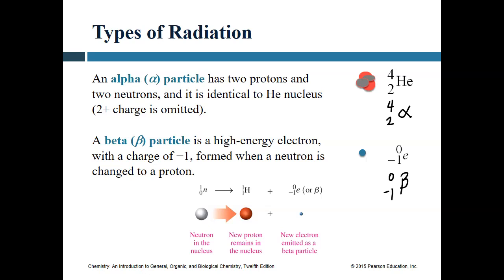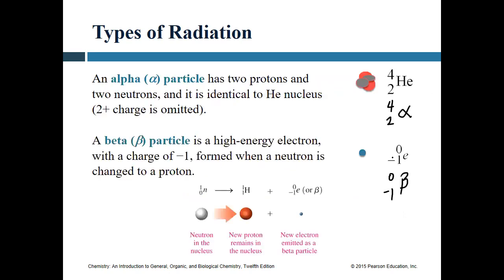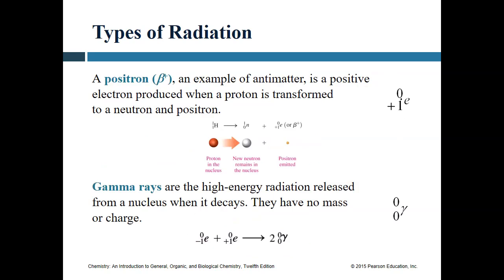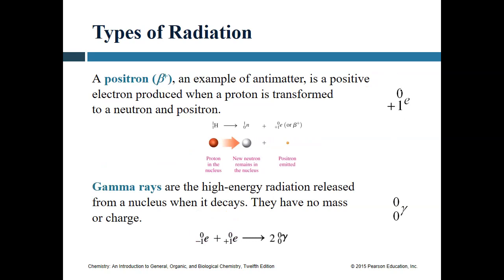And then if we take this further, we can see that positrons look very similar to beta particles. You see really the only difference between them is in their charge. They have 0 mass, but a +1 charge instead of a -1 charge. You will often see them with the beta notation as well. Sometimes you will see beta positive like this to indicate a positron, and beta negative to indicate a negatron, or what we traditionally call a beta particle.